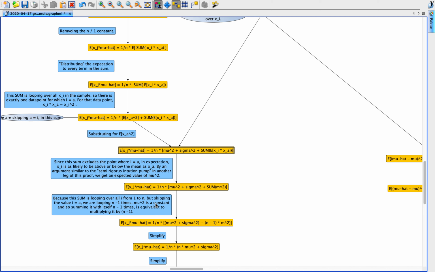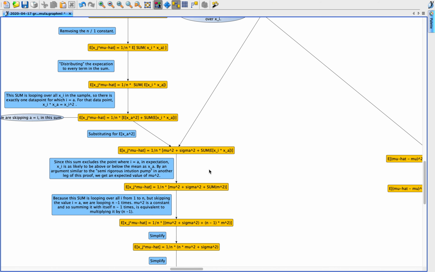By an argument similar to the semi-rigorous, that's not how rigorous is spelled, is it? How do you spell rigorous? Rigorous. R-I-G-O-R-O-U-S. Rigor.